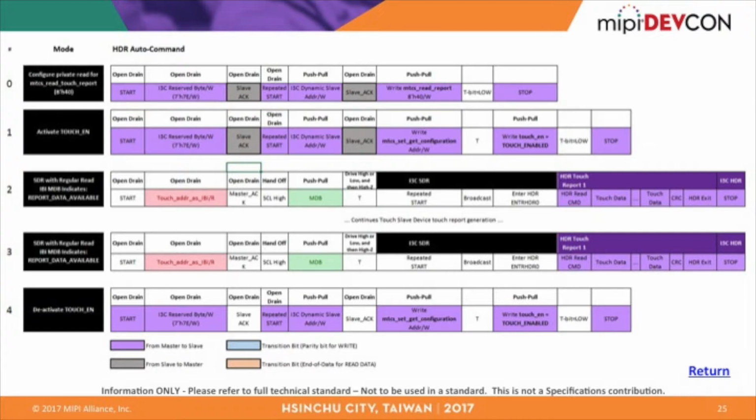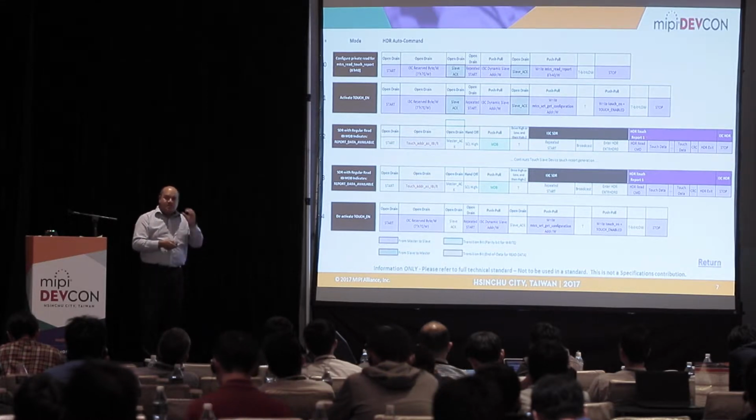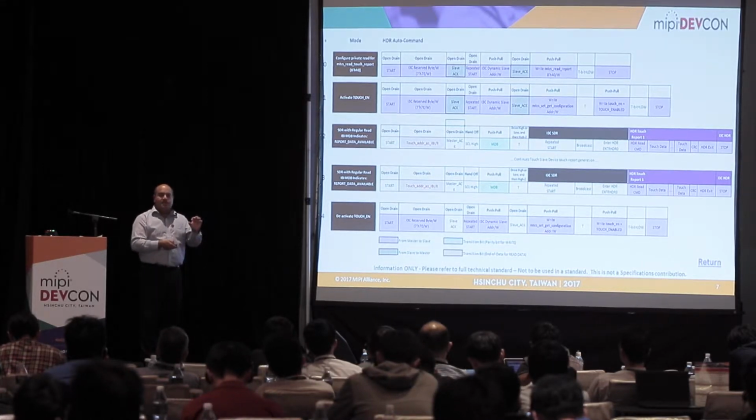This second example here is a new concept called auto command. Auto command is similar to the SDR command, but it utilizes slightly different properties of the host interface. In auto command, you still have the same concept of touch enable. So you activate touch enable for the slave. But auto command is optimized for the high data rate mode of I3C.